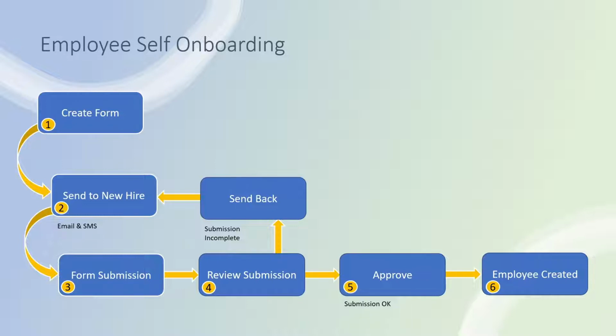If the employee has filled up all the information that is needed, you can approve the form, and if you approve it, it becomes an employee record. But during your submission review, if you notice any incomplete information or errors in the form, you can send it back to the employee. The employee will again receive an email or SMS that the form is not complete, and they can submit it again. So that is how the employee onboarding workflow works.